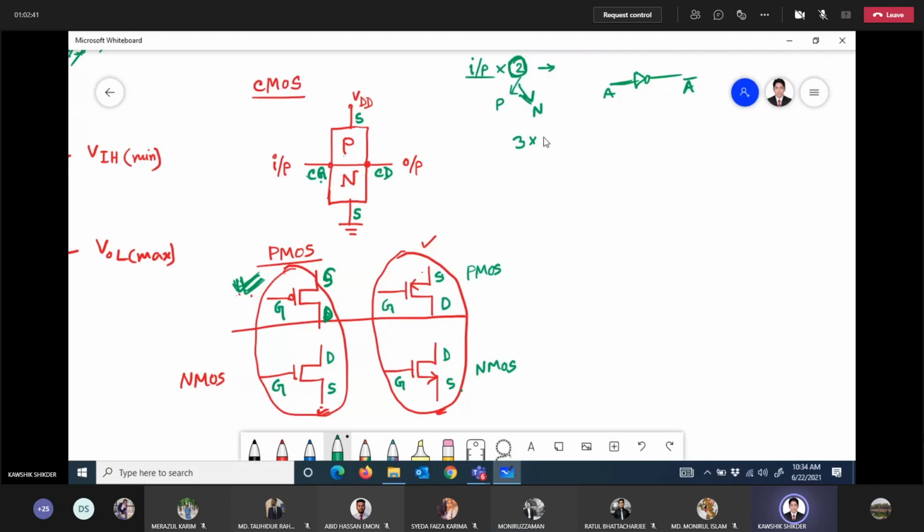Three inputs into two. That means 3 into 2. So how many MOSFETs are required? 6 in total. That means 3 P MOSFET and 3 N MOSFET. Got it?